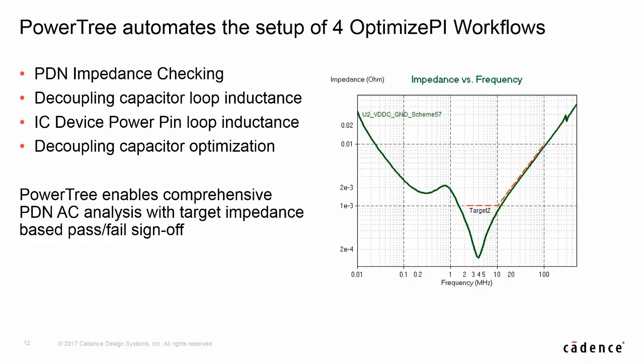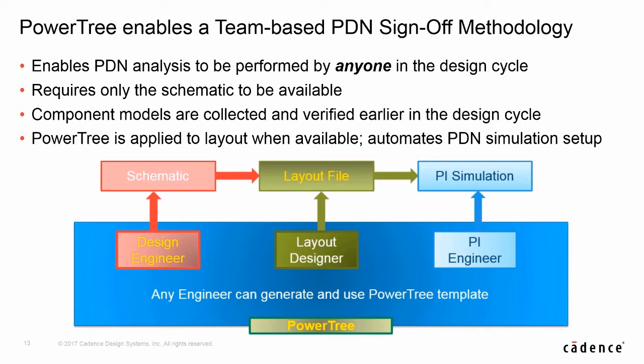In summary, this video has shown how to use PowerTree to automate 4 different types of analyses in Optimize PI. These workflows identify layout problems, optimize decoupling capacitor selection, and perform target impedance pass-fail sign-off analysis. The PDN simulation setup is automatically completed by simply applying a PowerTree. PowerTree enables anyone to contribute to PDN analysis.